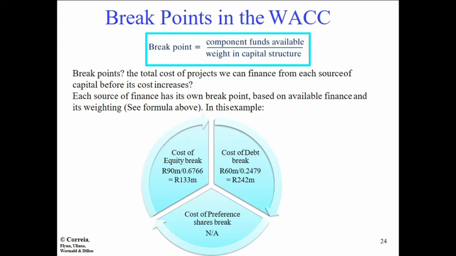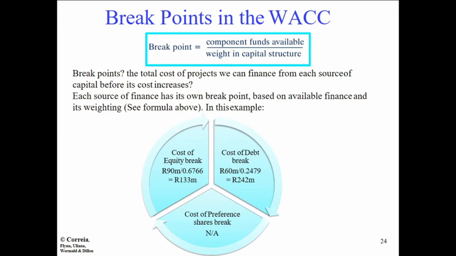This means that the company can invest up to a total of 133 million before the company needs to issue new equity, which will be at a higher cost of equity. They told us in the scenario that the cost of equity will increase from 15.2% to 15.5% for the issue of new shares. So if we look at the cost of debt, the bank has indicated that it will increase the interest rate to 12.8% if the incremental borrowing rate for the year increases above 60 million.